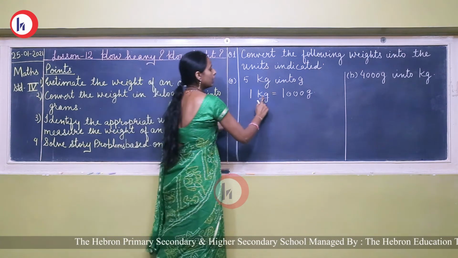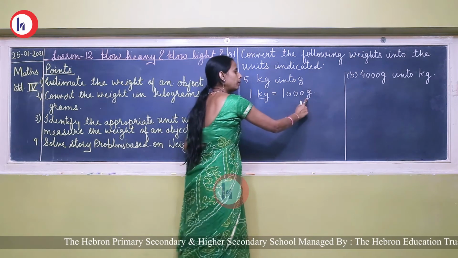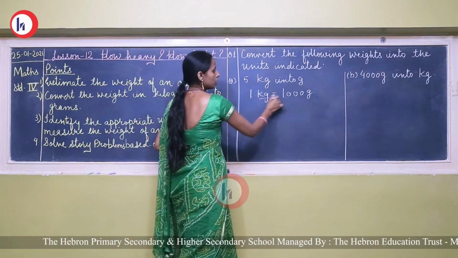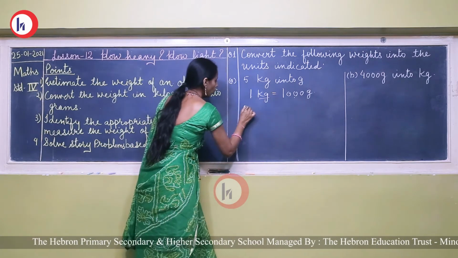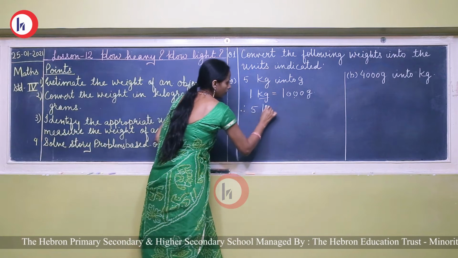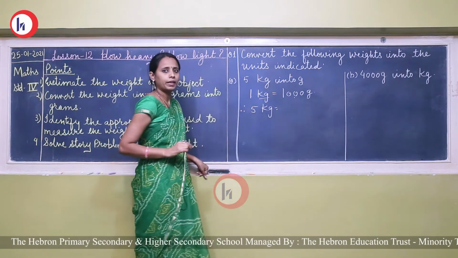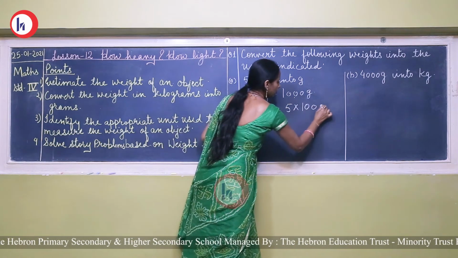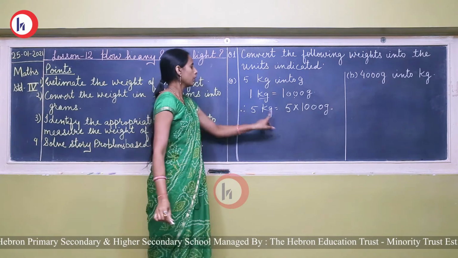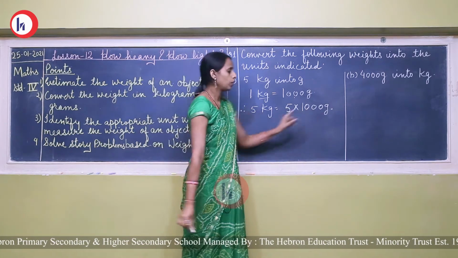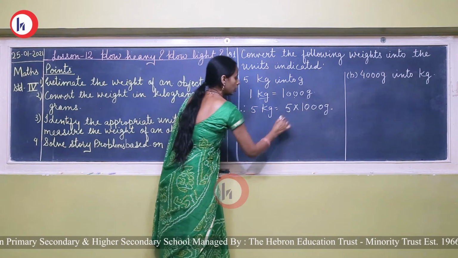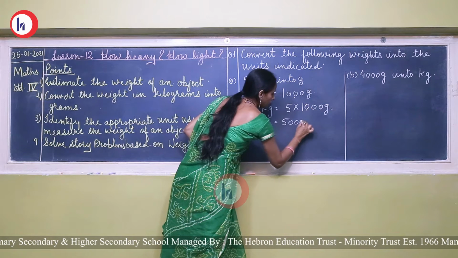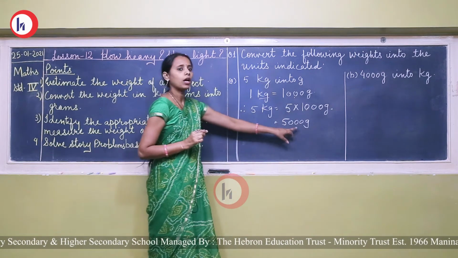So here we are converting kilogram into gram. So we will do multiplication by 1000. Okay. So 1 kilogram is equal to 1000 gram. So 5 kilogram is equal to how many gram? So 5 multiplied by 1000 gram. So 5 multiplied by 1 is equal to 5. Then 1, 2, 3, 0. Okay. So answer is 5000 gram.